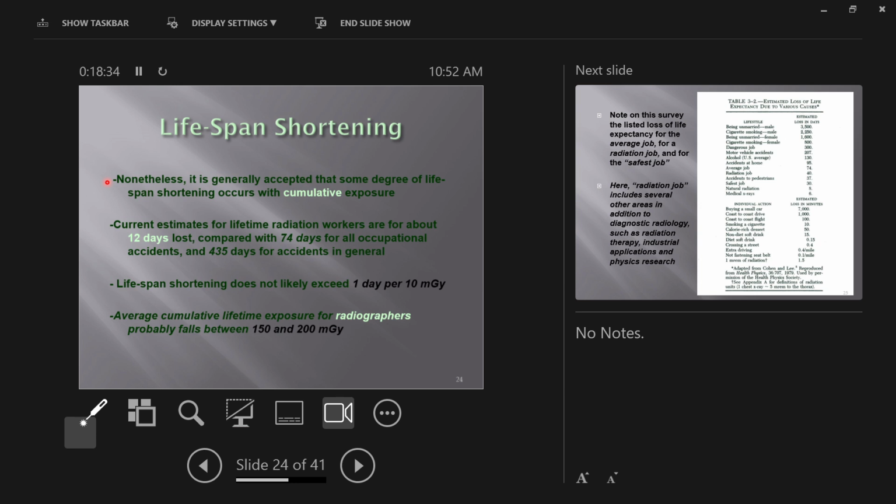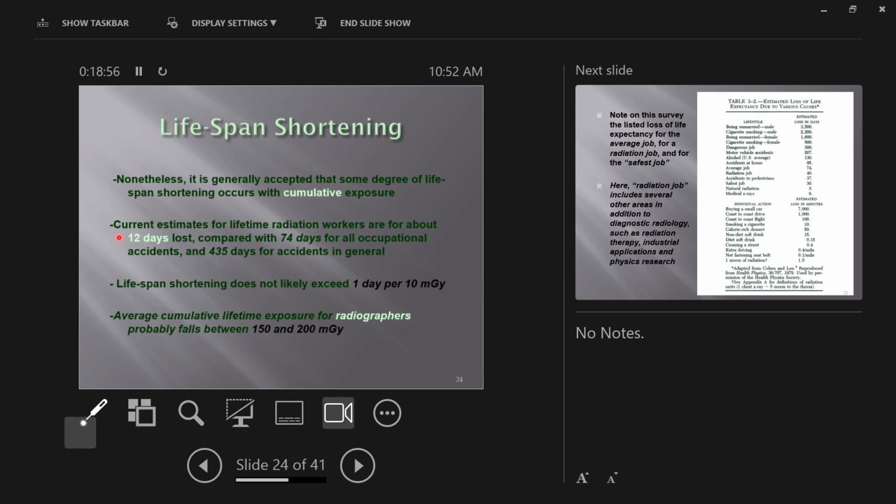Interestingly, we can quantify this. Current estimates for lifetime radiation workers equates to about 12 days lost compared to the average. This is for the average radiation worker. So 12 days shorter life than the average person, which is statistically negligible, right? I might live 12 days longer than you.